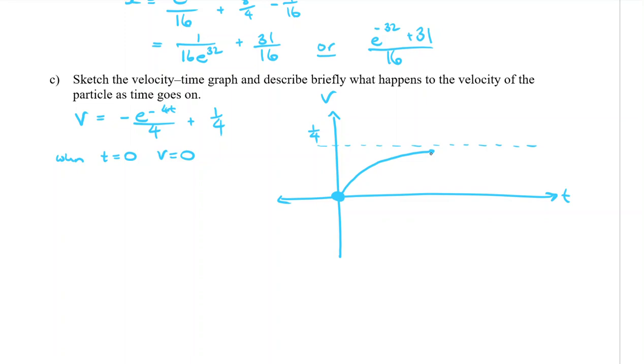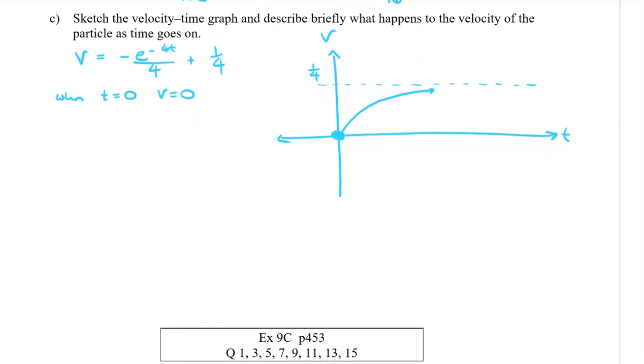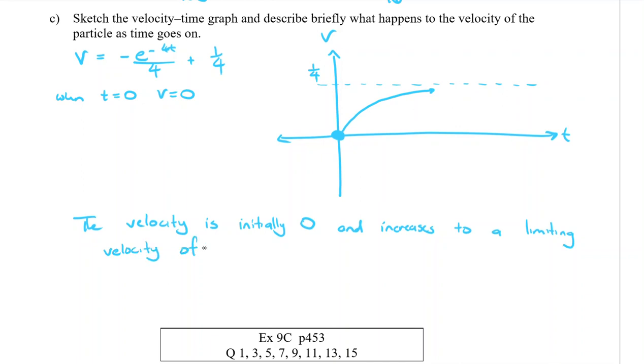Yes, we definitely want to say that it has a velocity that is approaching a quarter. We will probably also want to mention that important point that it's starting at the origin. So the velocity is initially 0. That's what that means, because velocity we're talking about. Velocity is initially 0 and increases to a limiting velocity of a quarter meters per second.